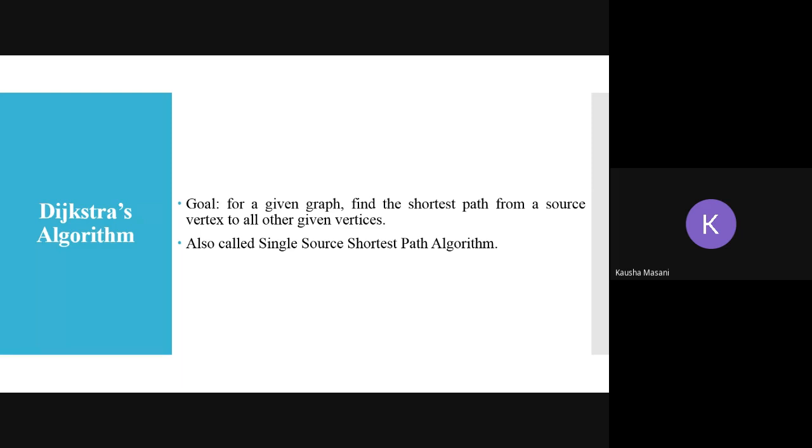Alright? Now what and why do we use this algorithm? What is this algorithm first of all? To find the shortest path. Okay? But the catch is shortest path from a fixed source. Okay? In your Dijkstra's algorithm, your source will be fixed. And from that fixed source, you are going to find what is the shortest path from your variable destinations.